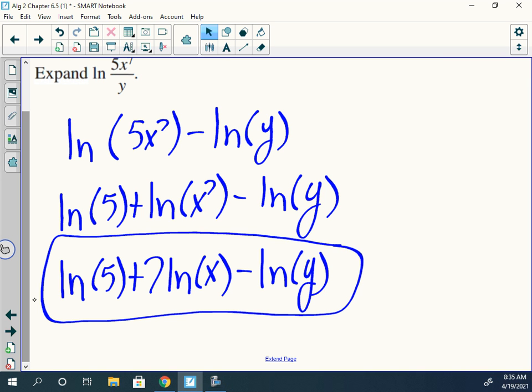And that there is as far as we'll take it because there's nothing else we can do. It is expanded as far as we can possibly have it. 5 is as simplified as it gets, x is as simplified as it gets, and y is as well. And that's it for this here. Questions on this here?